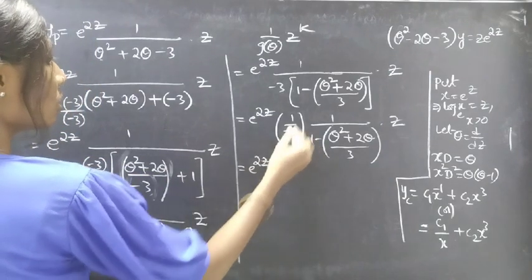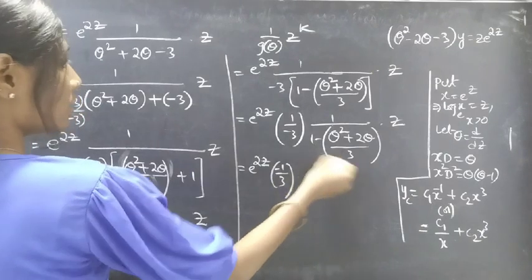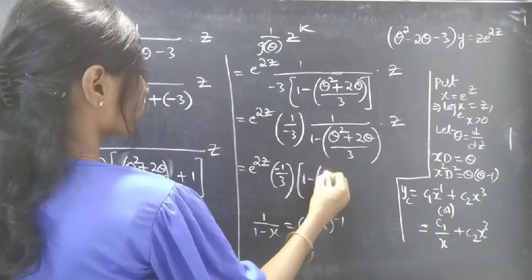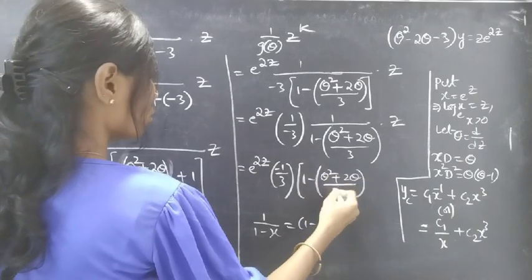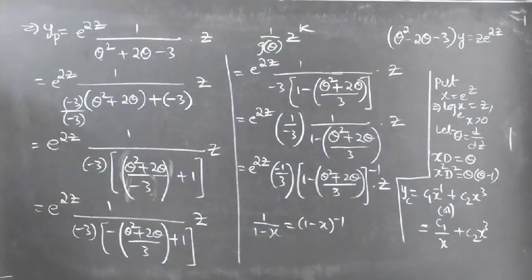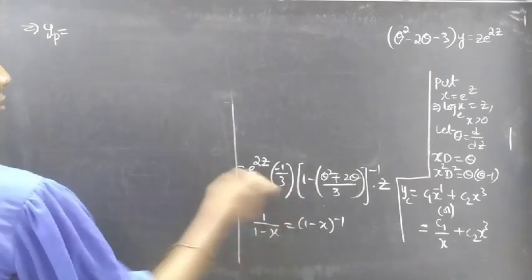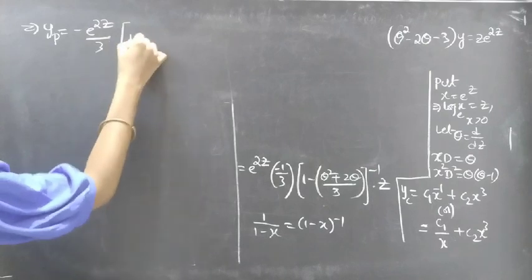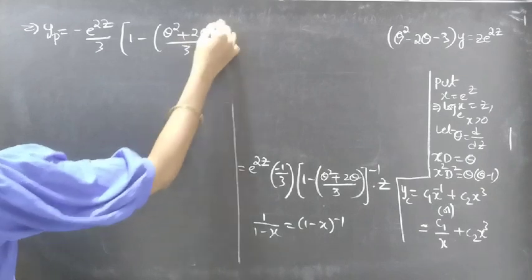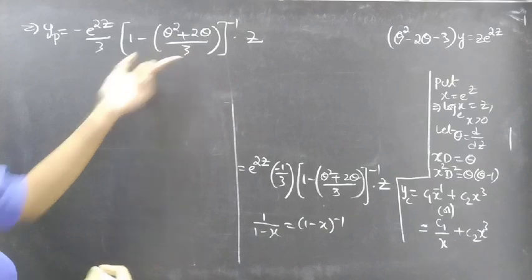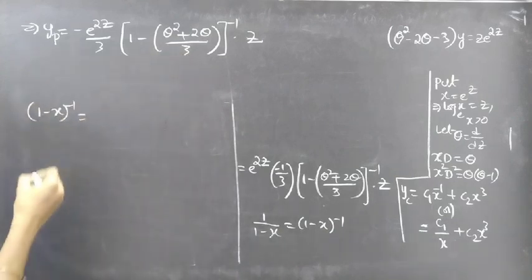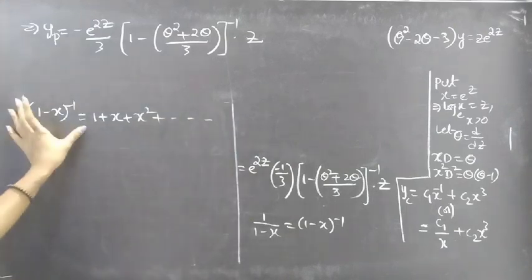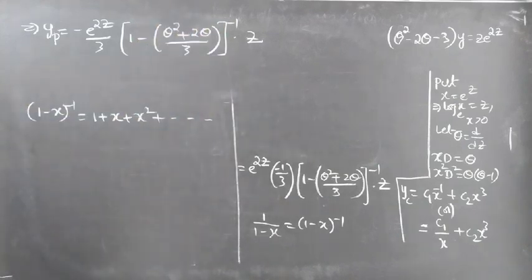This equals e power 2z into, we can write 1 by minus 3 as minus 1 by 3. And see, the second fraction is of the form 1 by 1 minus x, so we can write it as 1 minus x whole inverse. We can write the second term as 1 minus of theta square plus 2 theta by 3 whole inverse into z, right? Now we can write this as minus e power 2z by 3 into 1 minus of theta square plus 2 theta by 3 whole inverse into z. Now we can expand this using the 1 minus x whole inverse formula, the binomial series expansion: 1 plus x plus x square plus so on. Okay. So before applying this formula to expand 1 minus this whole inverse, we'll find the derivatives of z.